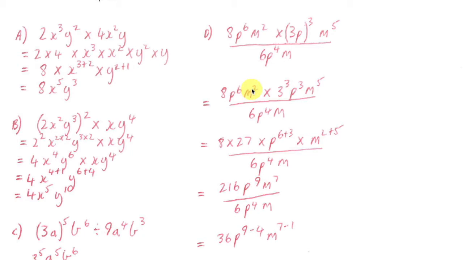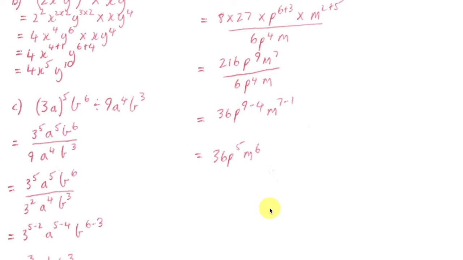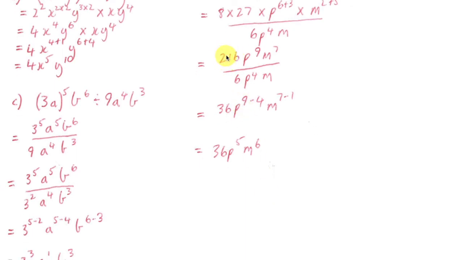M to the power of 2 plus 5, which is 7, over 6 lots of p to the power of 4 times m. And now simply you do your division. So 216 divided by 6 gives us 36.